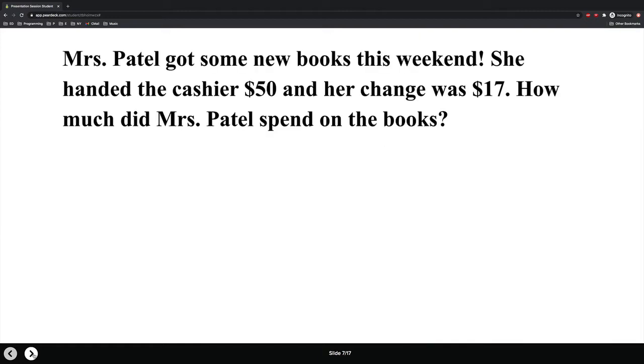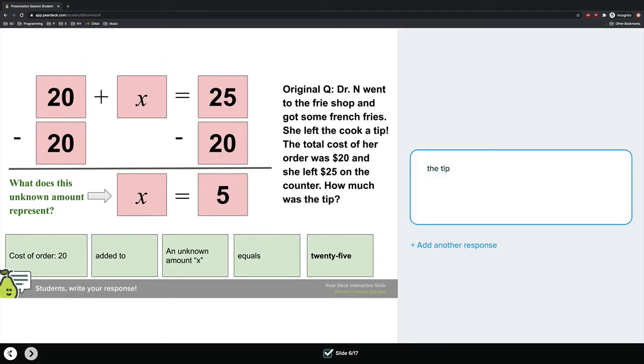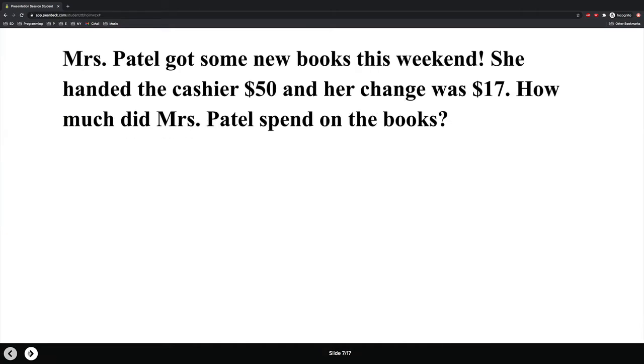In this second question, so this first question was good for qualitative feedback in the sense that students might use this as a way for you to give feedback to them without necessarily giving them a grade. This next question is more of an example of quantitative feedback where they're putting in number answers and they're going to get feedback that you can grade automatically in Pear Deck. So it says she got some new books this weekend. Miss Patel, she handed the cashier $50 and her change was 17. How much did Miss Patel spend on the books?